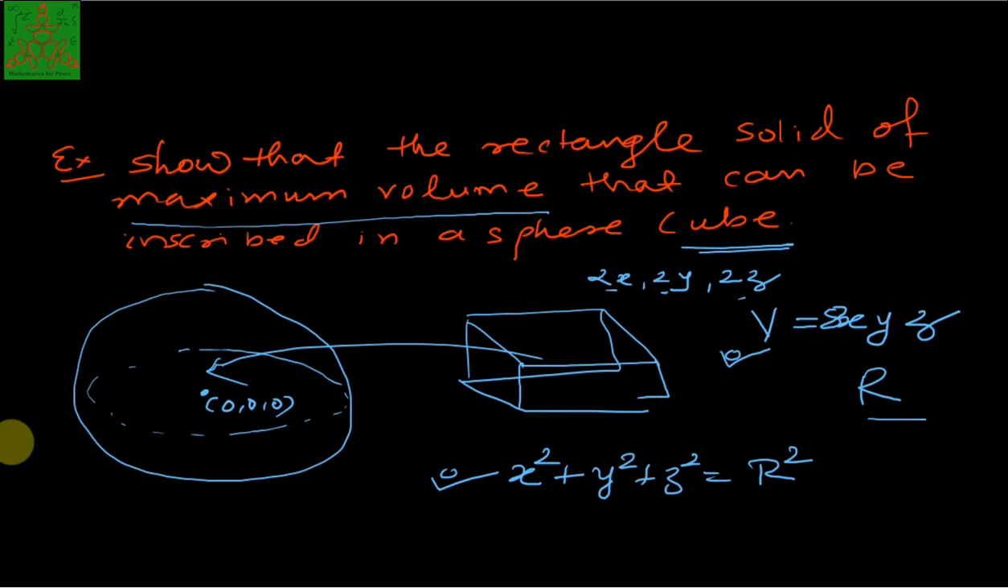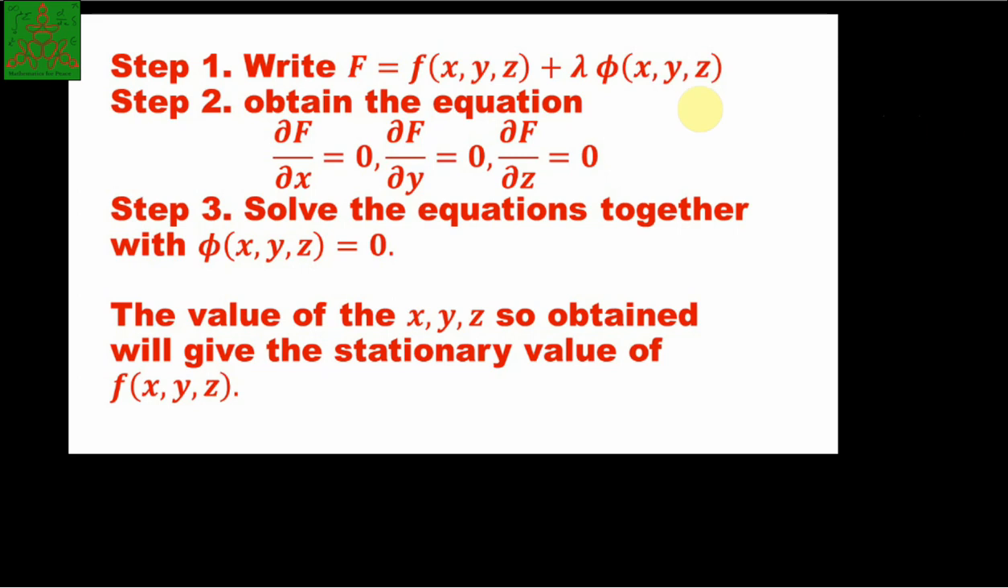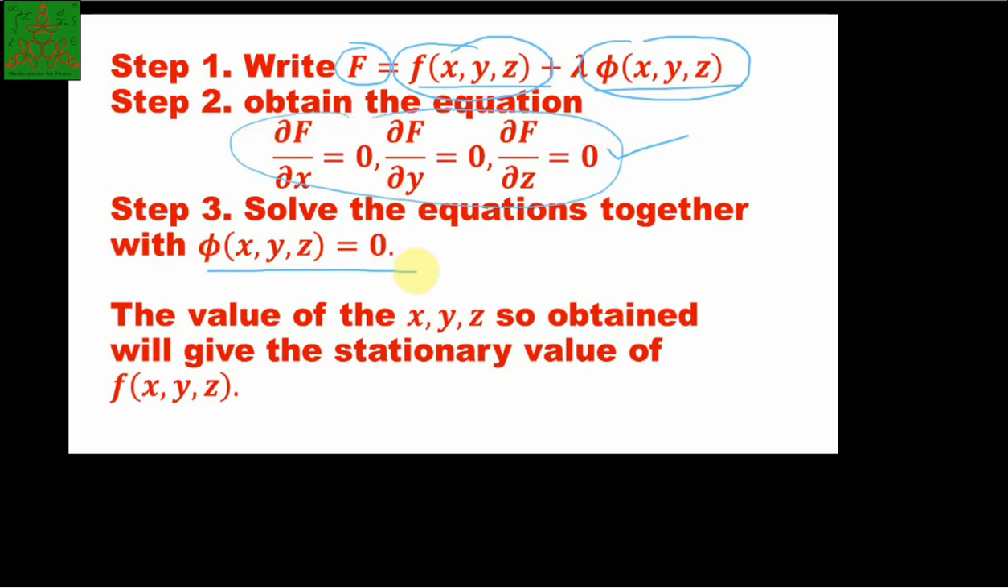Let us recall the method of Lagrange multipliers and the working rule for it. We need the function F, which is f plus lambda phi, where f is the function for which we need to calculate the extremum value and phi is the given condition. The second step is to calculate these equations, and the third step is to solve these three equations together with phi of x, y, z. If you can solve that and get the values of x, y, z and lambda, the values of x, y, z give you the stationary value for the function f of x, y, z.